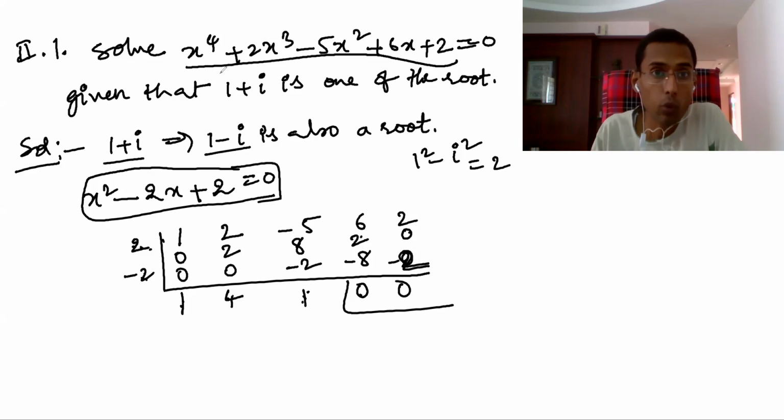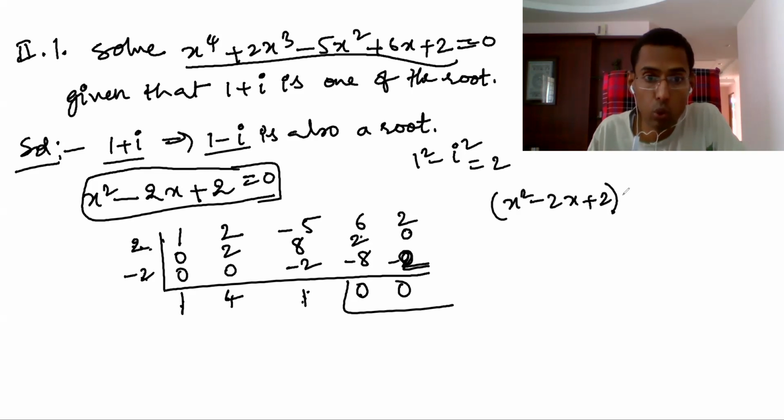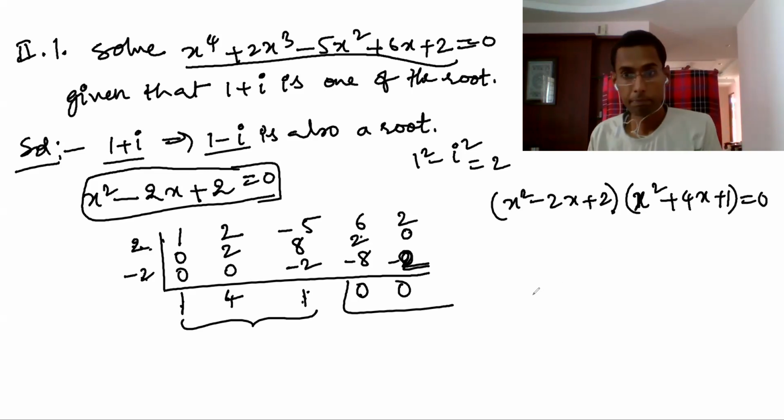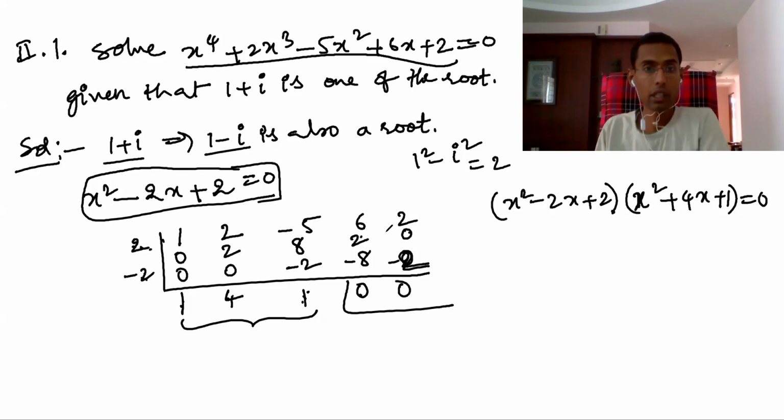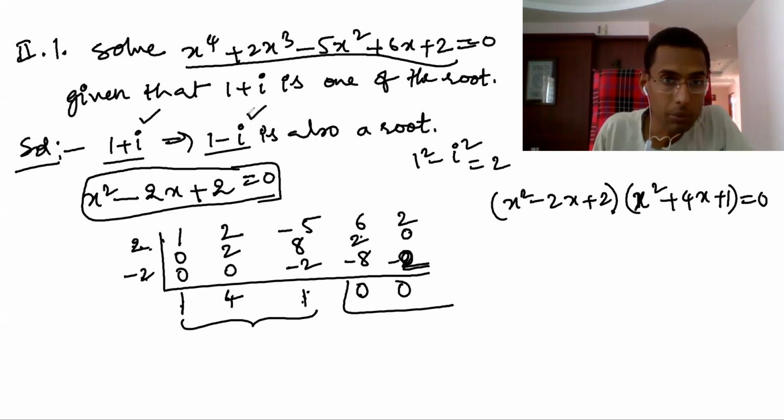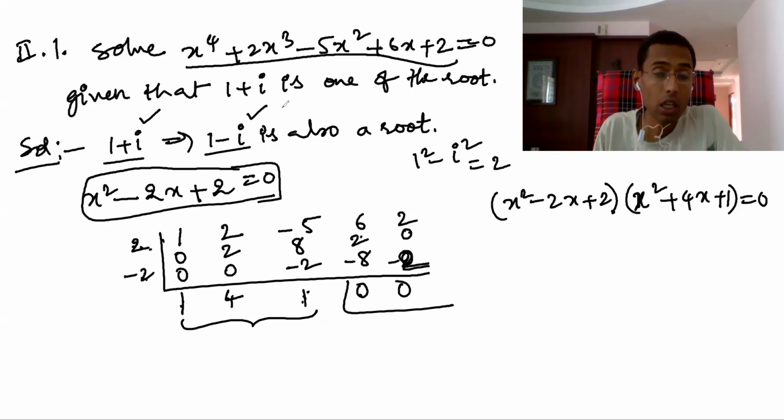So now, I divided the fourth degree with the second degree, that is x square minus 2x plus 2, into the remaining quotient 1 into x square plus 4x plus 1 equal to 0. For your understanding, I wrote it, but here one root is given, then the other root must be its conjugate. Then we need to find the remaining two roots. What did I do? I formed a quadratic equation, and with this quadratic polynomial, I divided this fourth degree polynomial.